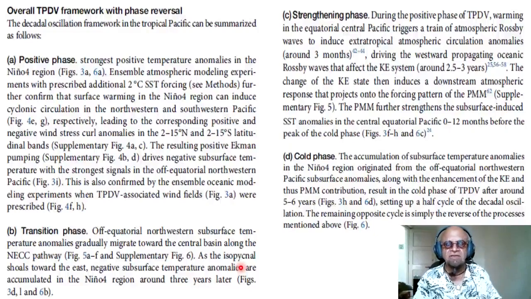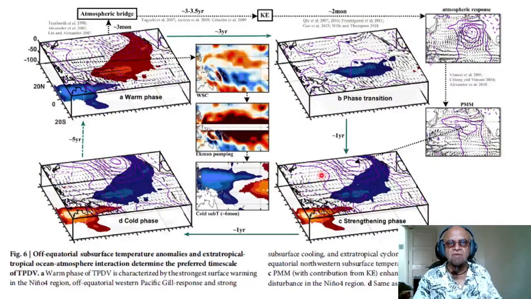In the north, just to the north of the equator, the NECC in the Pacific goes almost all the way to the east, but we just needed to bring the anomaly from the western boundary towards the dateline to start the process of feedback through air-sea interactions to the extratropics, right? As the isopycnal shoals towards the east, negative subsurface temperature anomalies are accumulated in the Nino 4 region around 3 years later. Okay, so that's what we were looking at 3 years later here.